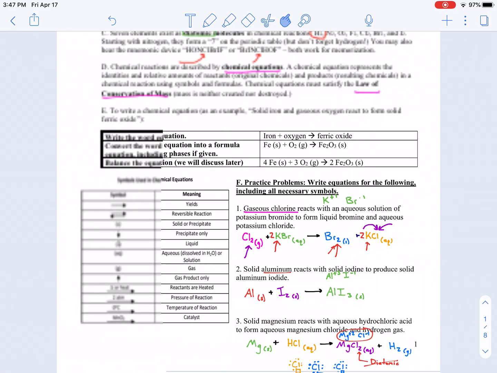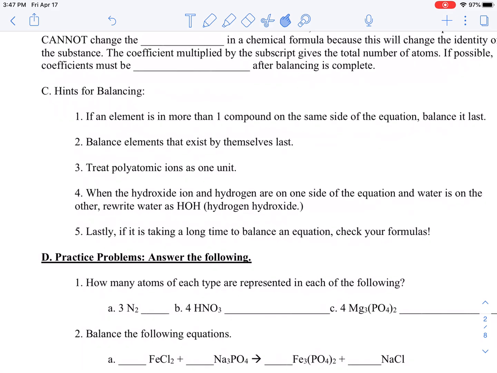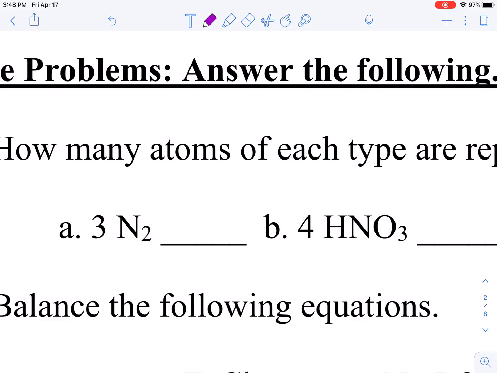So let's get some practice doing that balancing. You'll notice that there are some hints here. We'll talk about the hints as we balance. And before we do, let's just see how these coefficients distribute, much like they do in math class. So this 3 in letter A operates on everything that follows it. So it operates on the N and the 2. So really what that means is that in this example, if we're counting up, we have 6 nitrogen atoms.